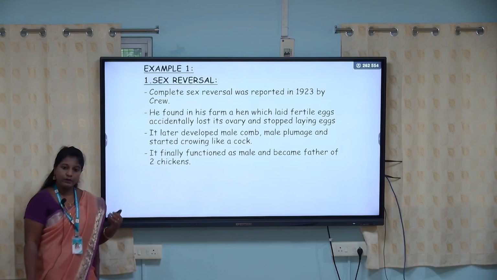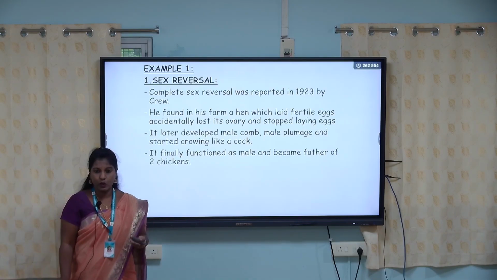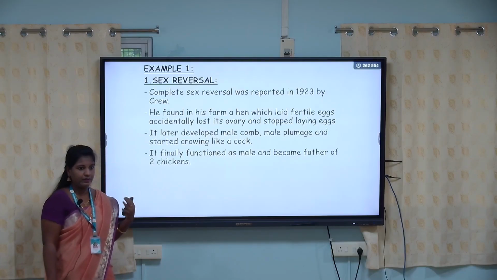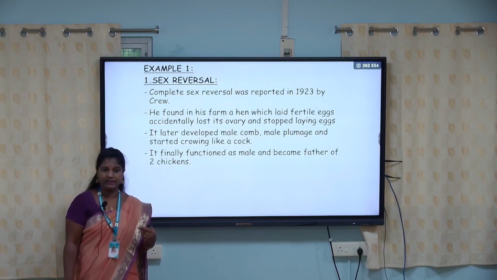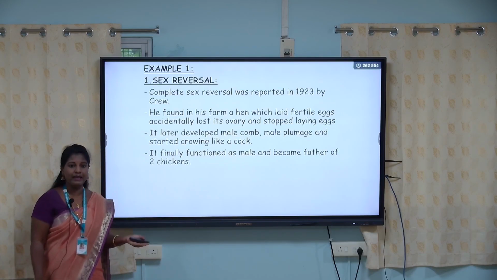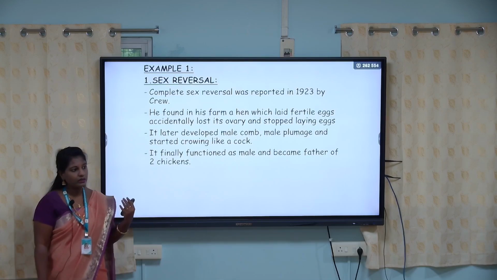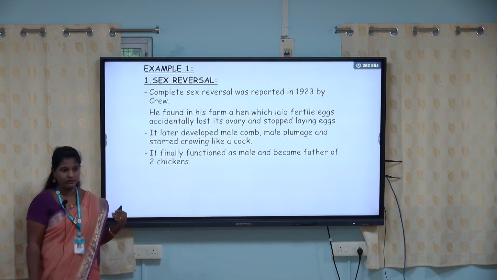Later, he was shocked to find that this particular hen produced combs, which are similar to male features, and plumage patterns, that is feather patterns, which are similar to a male. He was shocked to report this, because how can a hen change into a cock? So, he set out to find what is responsible for the change of gender in that particular hen.